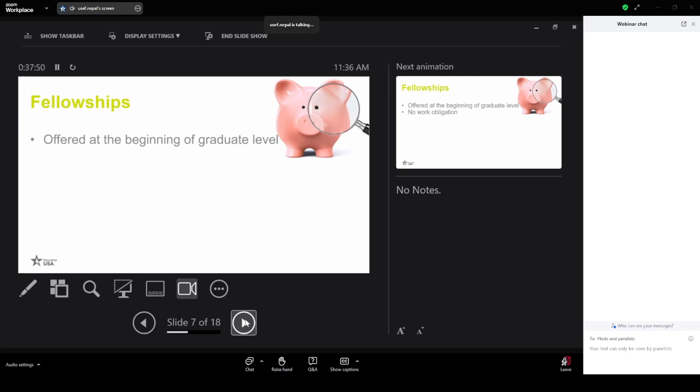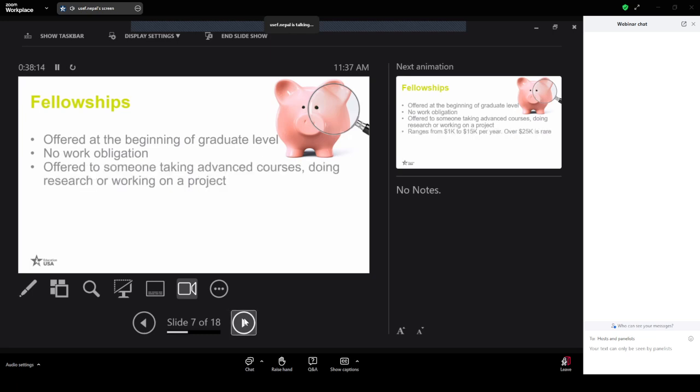It might be research work that you are doing with the professor, or some other kind of project that you're working on with the guidance of the professor, right? But there's no work obligation, as in you have to go and teach classes or do some other kind of work. You are working on your own research. So it is going to be given to someone who's taking advanced courses, doing research work, or working on a project.